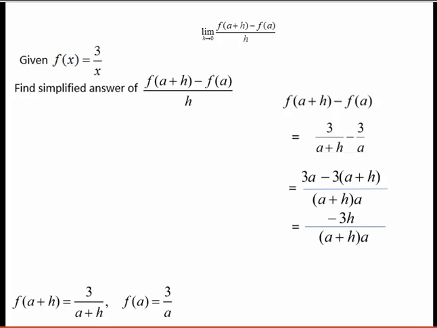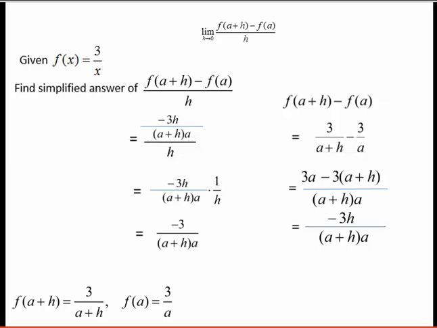Now we put it back in our original format divided by h. Now as we simplify our fractions, the first numerator is in here and the denominator will be reciprocal, multiply. H is cancelled out, so you get negative 3 over a plus h times a. So we are done with the difference quotient.